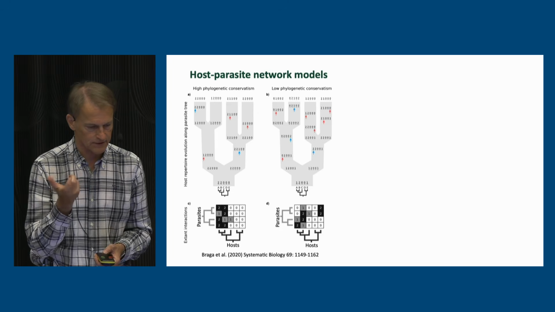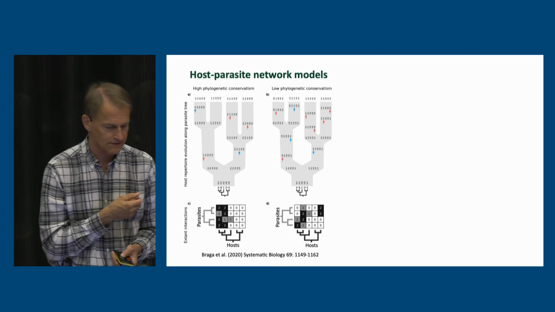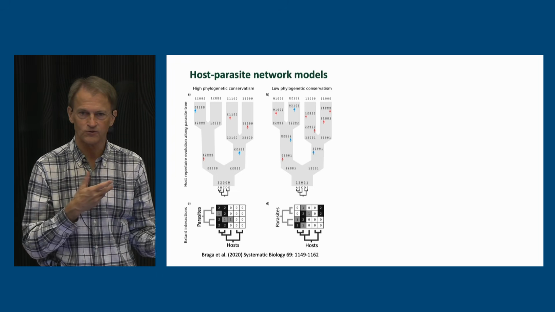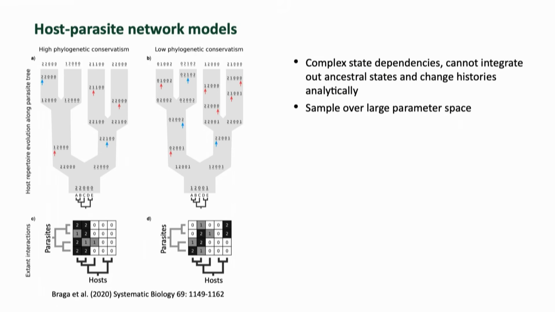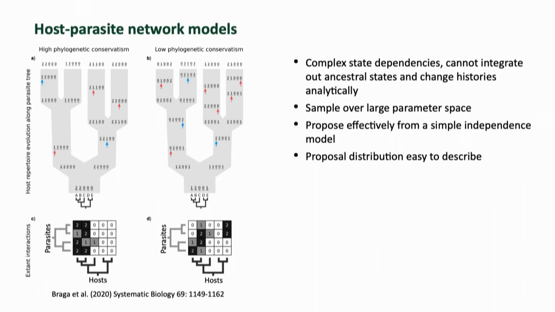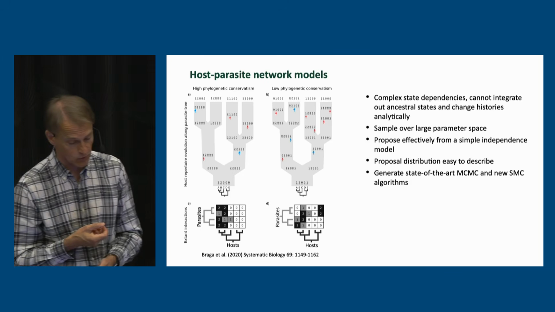So this is not as well developed yet. And then the final example is these host-parasite models, where we have two trees, a host tree and a parasite tree, and they interact with each other, and we have to account for that. So these are quite complex models, and it's fun but challenging to work with them and try to develop inference machinery for them. So in this case, the problem is that we really need to sample over a large parameter space. We can describe efficient proposal mechanisms, and we can do that in the program itself. So that's what we're exploring now.